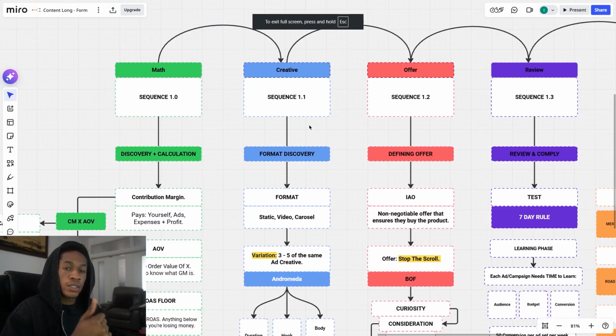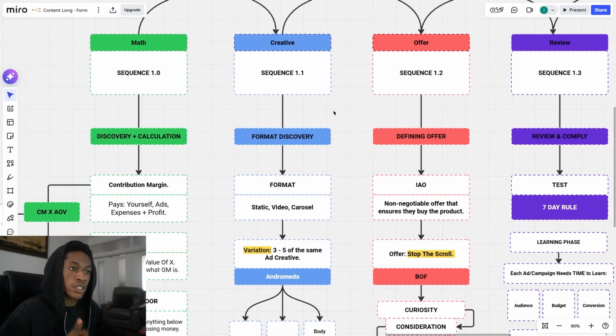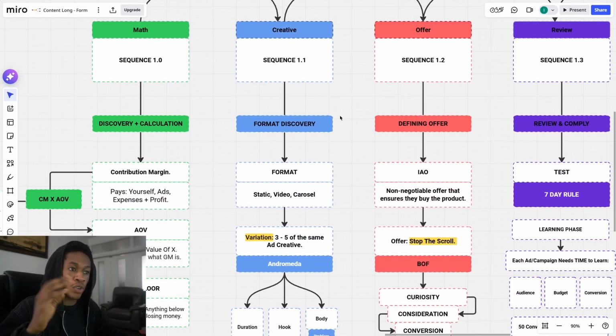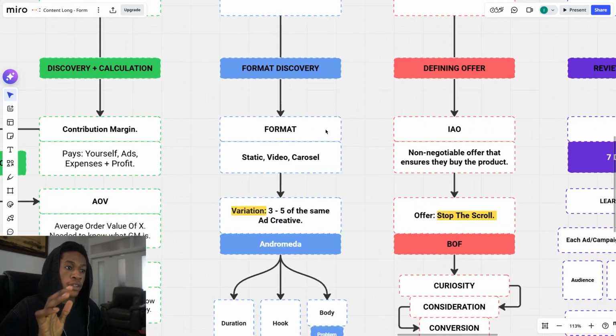Now, the next thing we look at is the creative. So the creative is the second sequence, right? Over here we're doing some format discovery. Now the format can vary.